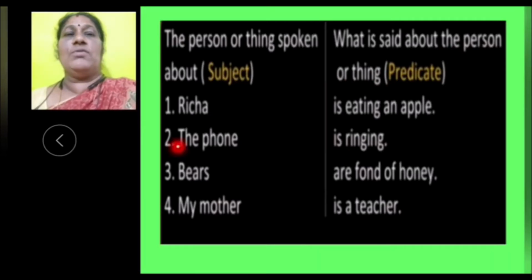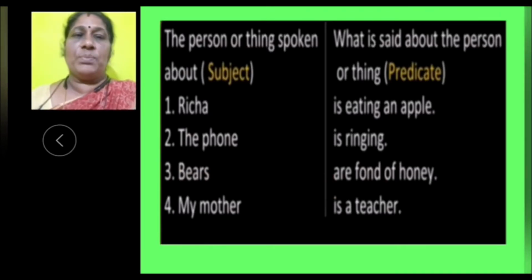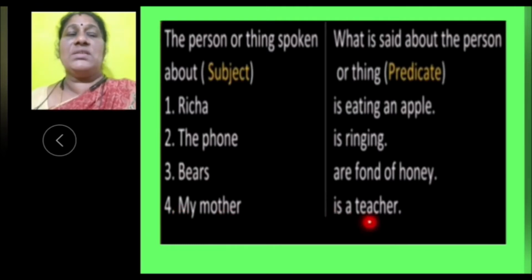Now second, the phone is ringing. What is ringing? The phone. So phone is the subject here. Is ringing is the predicate. Third, bears are fond of honey. Who are fond of honey? Bears. So bears is the subject and are fond of honey is the predicate. My mother is a teacher. Who is a teacher? My mother. So my mother is the subject here and is a teacher is the predicate here.